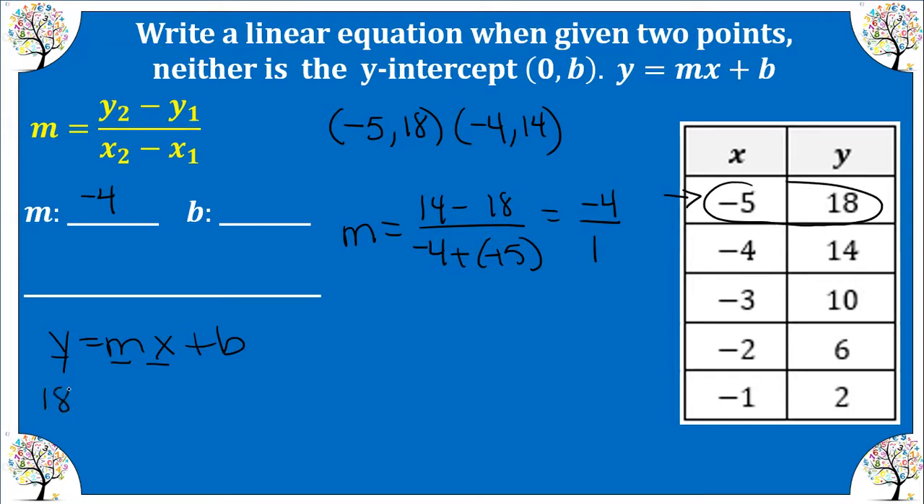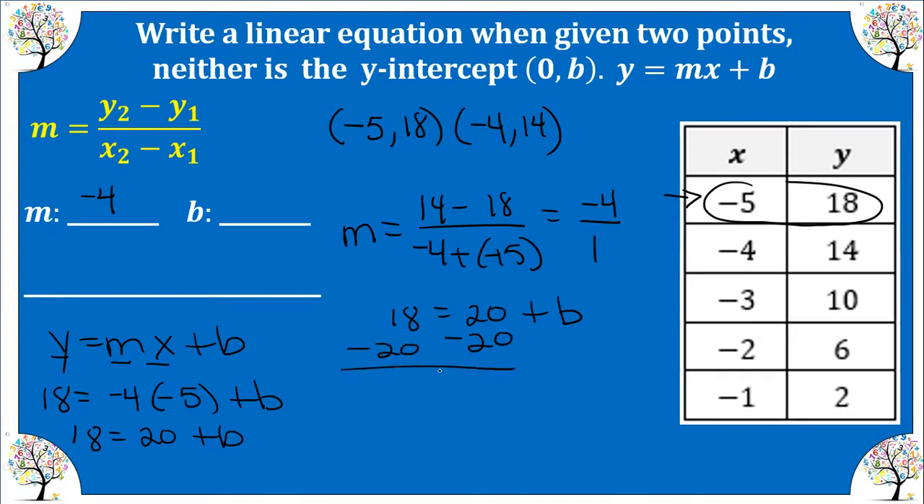So y is 18, m is -4, x is -5 plus b. I have 18 is equal to positive 20 plus b. So let's bring this up here. I'm isolating b, so I subtract 20, and -2 equals b. So my y-intercept is 0, -2. We put this all together, y equals -4 times x minus 2.